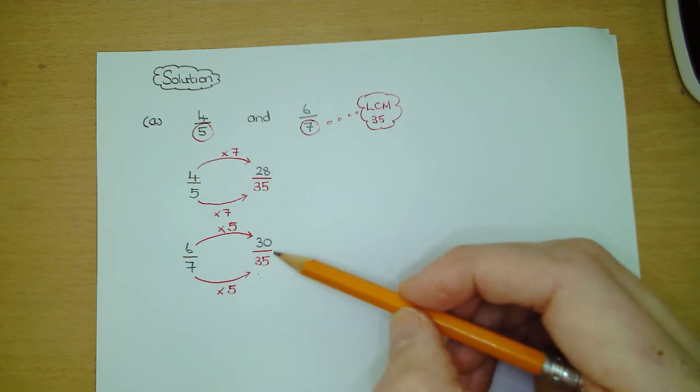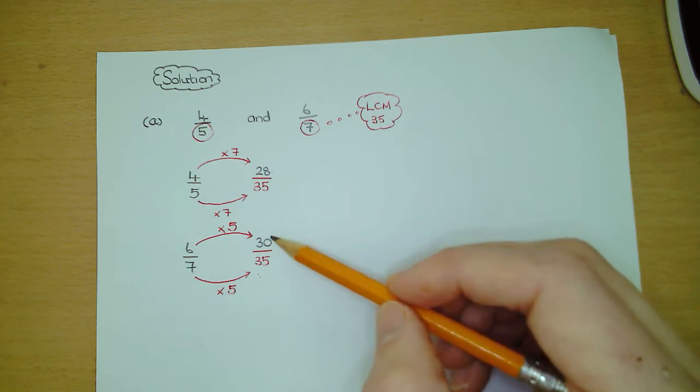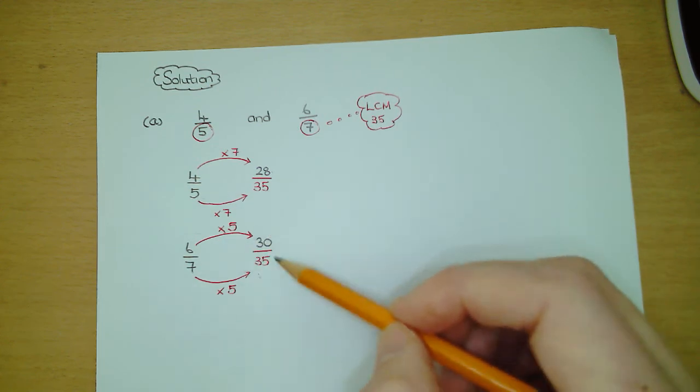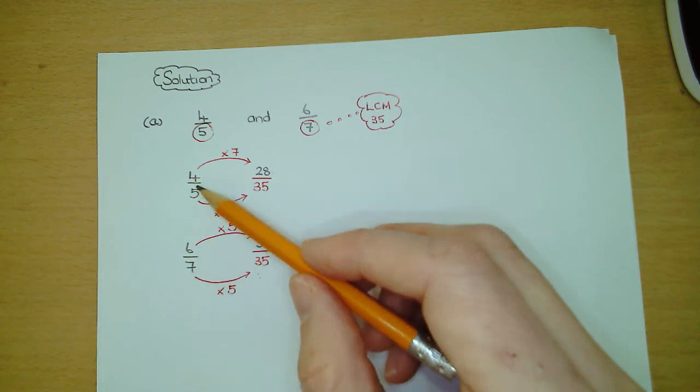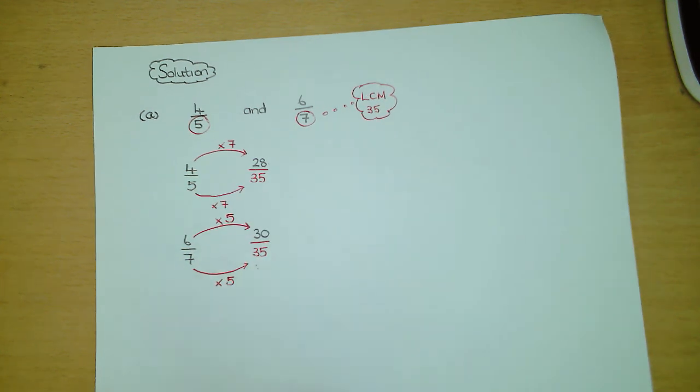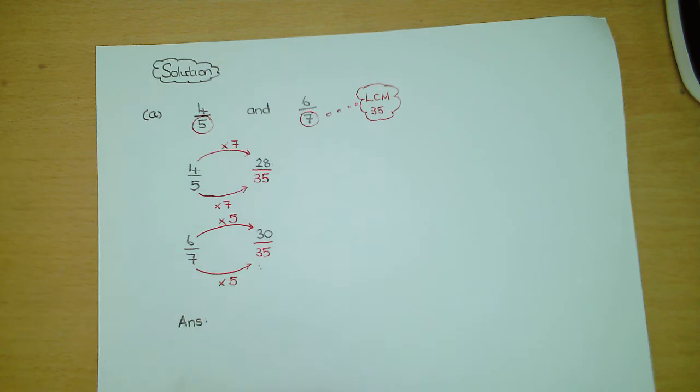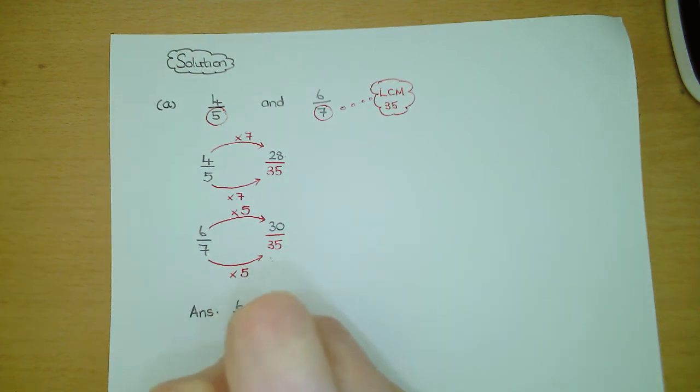So you compare the equivalent fractions, but then you go back and say, well, 30 over 35 is the same as 6/7, so that means 6/7 is bigger than 4/5. So our answer, 6/7 is bigger.